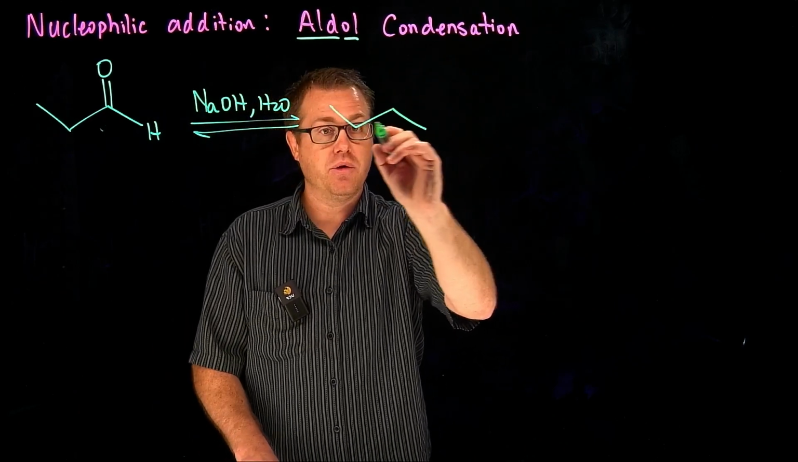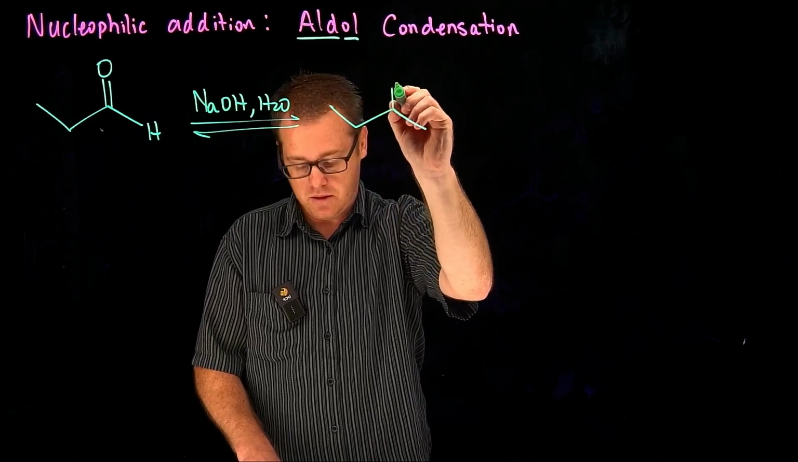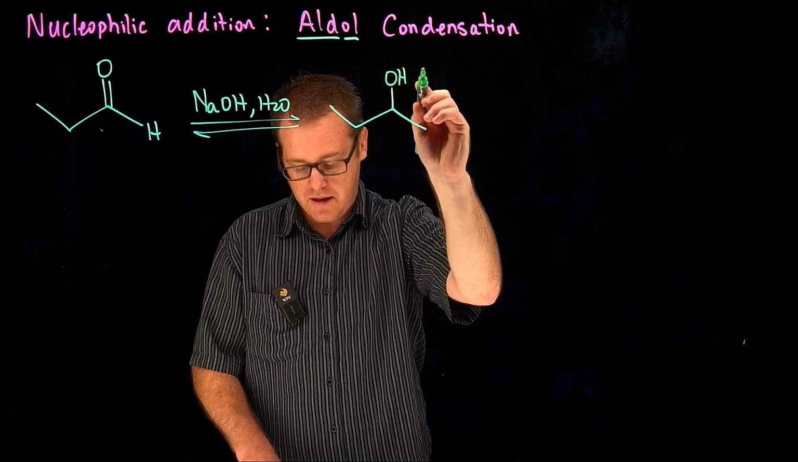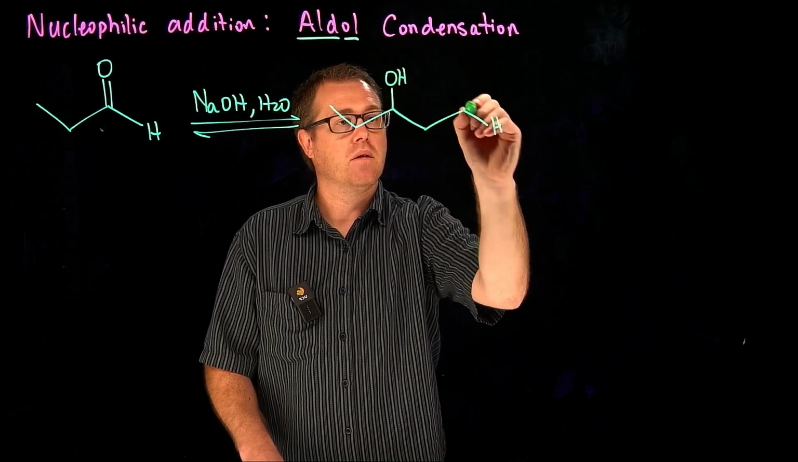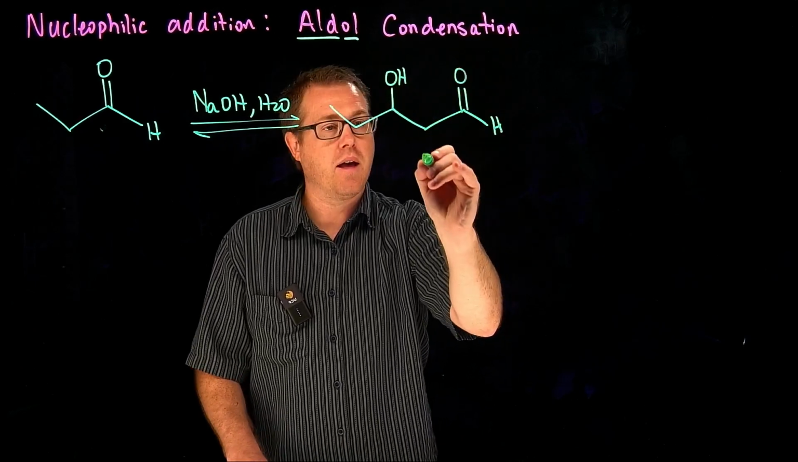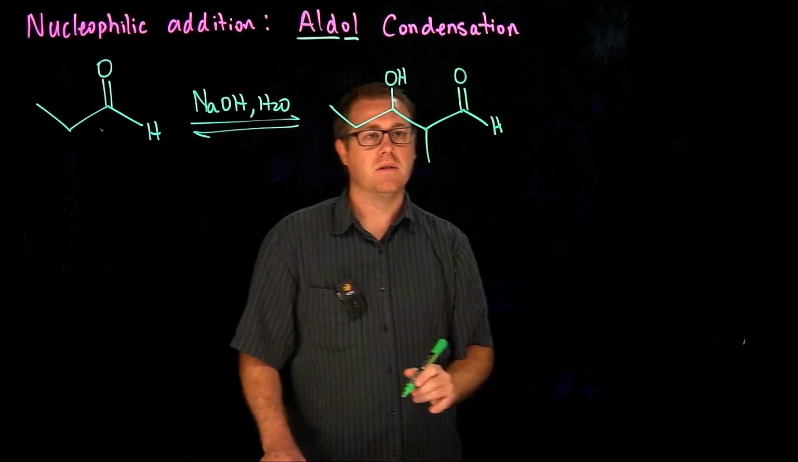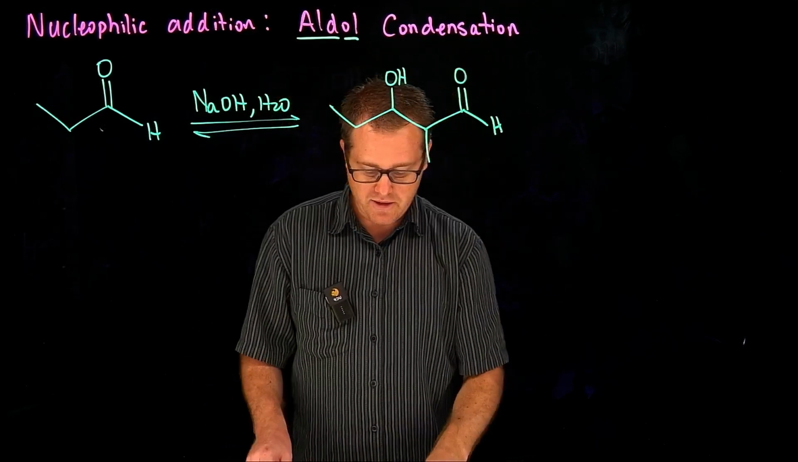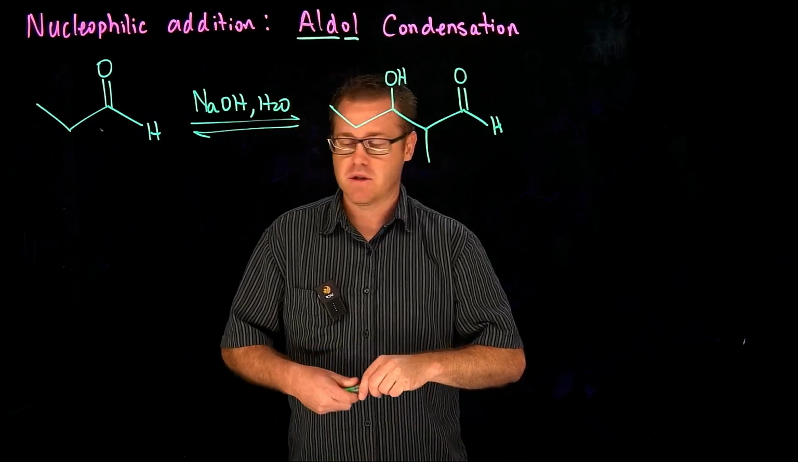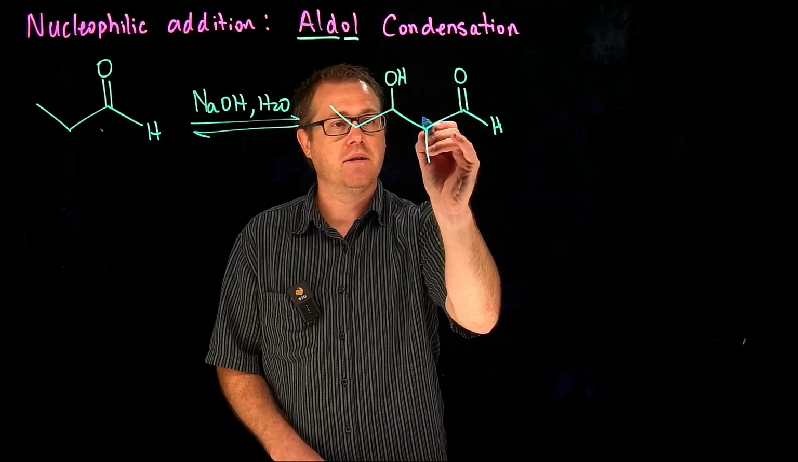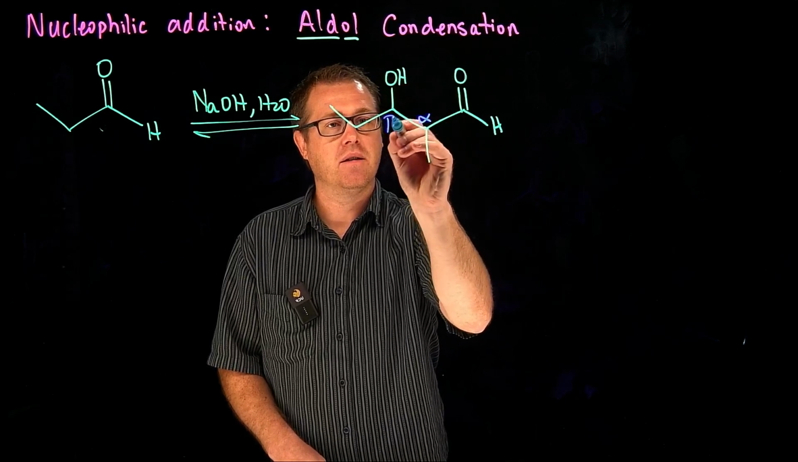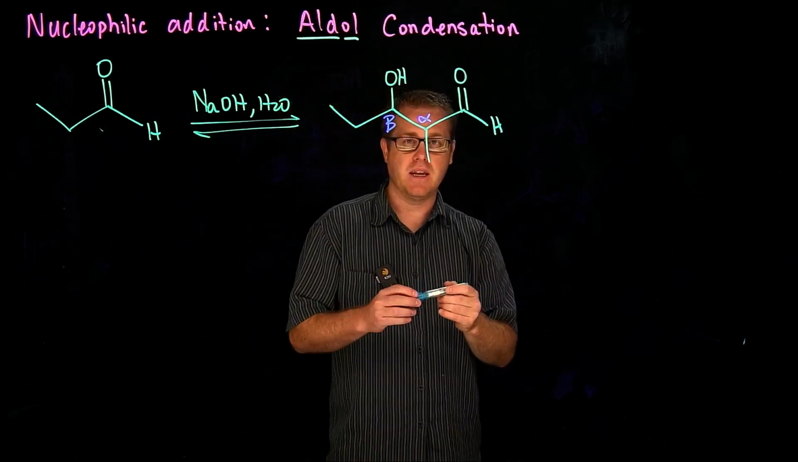So we have 1, 2, 3. We have our alcohol there, and we would have a methyl group there. So do you see how it's the beta hydroxycarbonyl compound? Sorry, I keep saying alpha beta. We have our alpha and our beta. Do you see that?